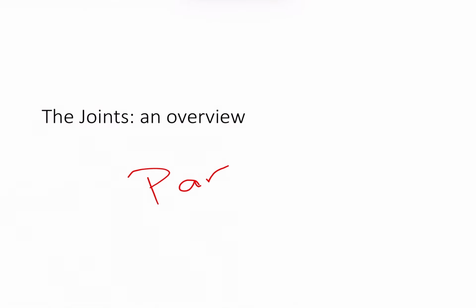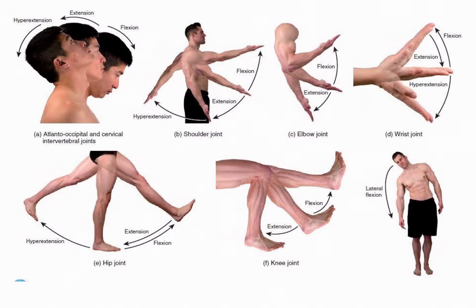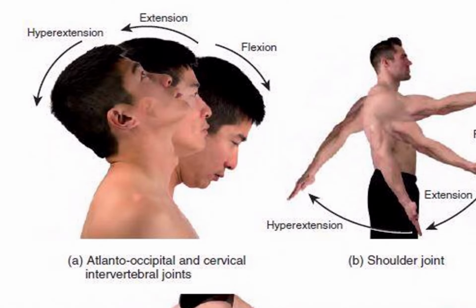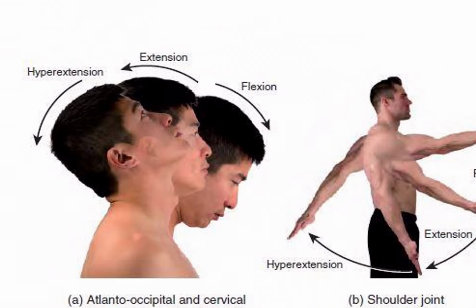Hello and welcome back to part four, joints an overview. So this time we're going to talk about some of the movements of joints, just in a very general sense. Let's start over here with the concept of flexion and extension.